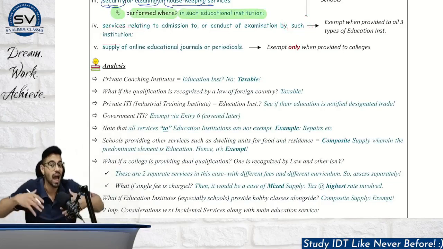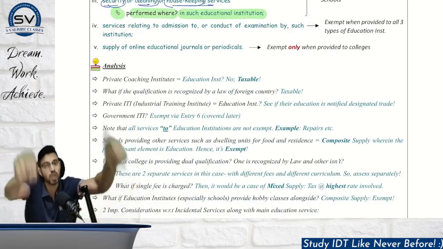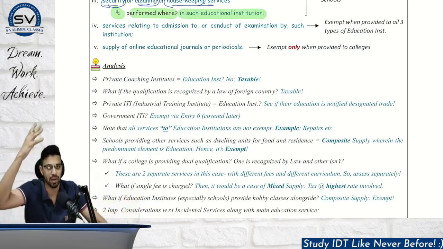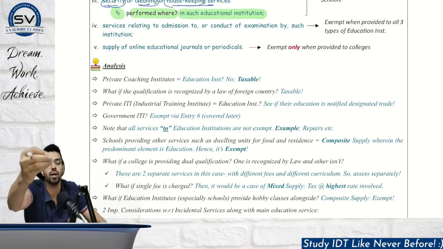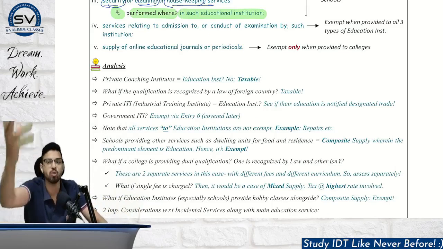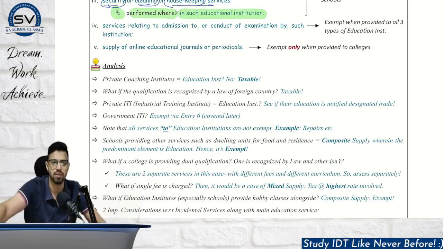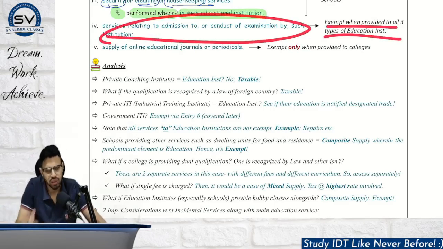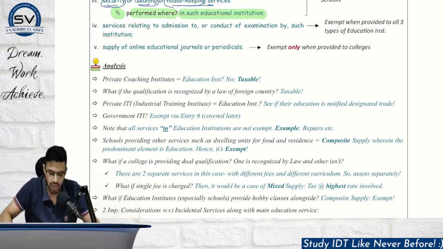So basically, I am providing a service with respect to the conduct of examination. Let's say I am providing examiners, I am providing the service of setting up the paper, I am giving the question papers. Any kind of service included with respect to examination is exempt when provided to all 3 types of educational institution, unlike above.